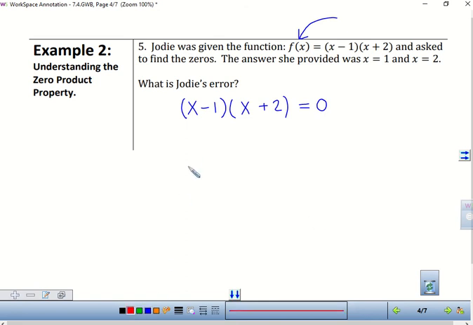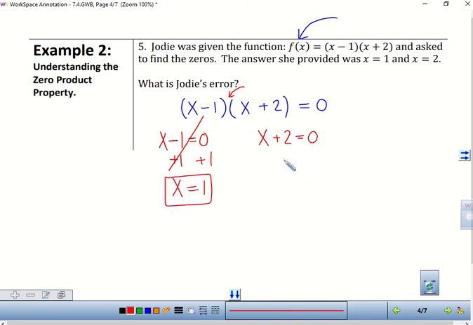Once we've done that, we're now ready to use the zero product property. Why am I able to know that I use the zero product property here? Because I have what between these two? Nothing. Which means that that's a product. So I would set each of these equal to 0, and I would solve. I'm going to get x equals 1, and over here I subtract, and I get x equals negative 2.